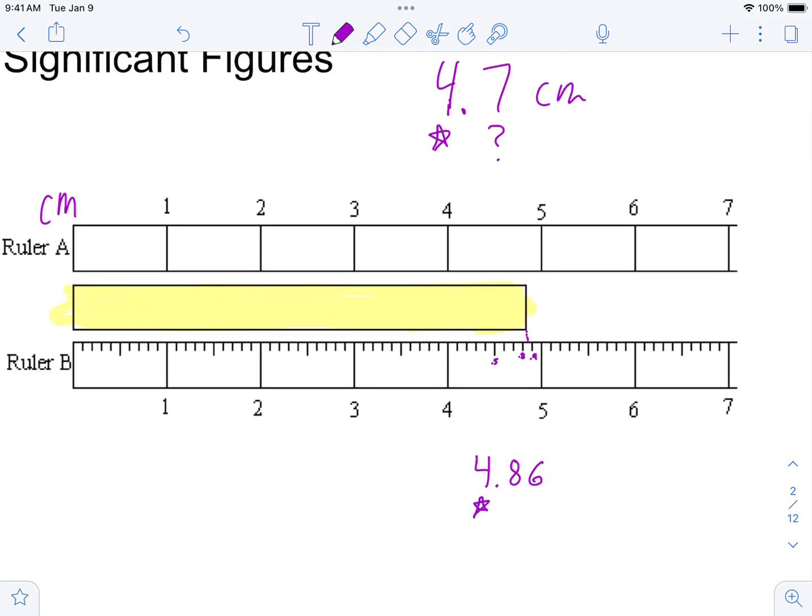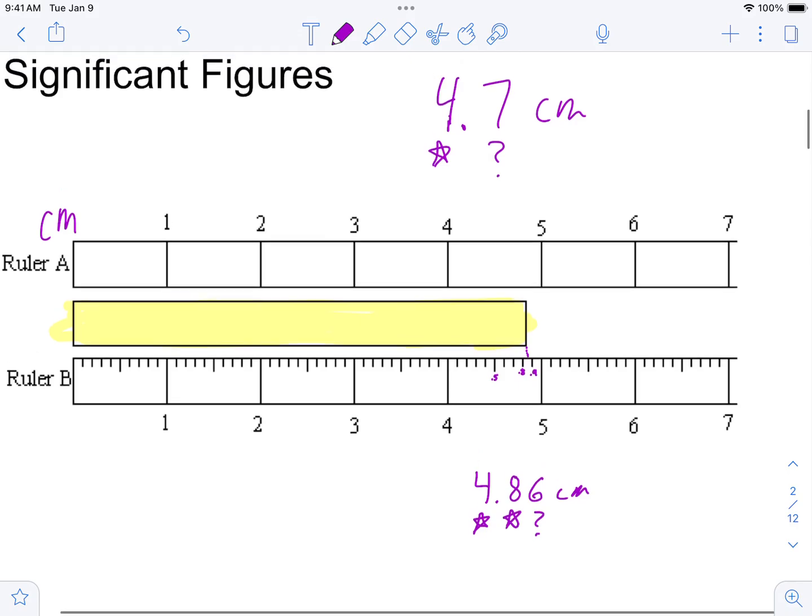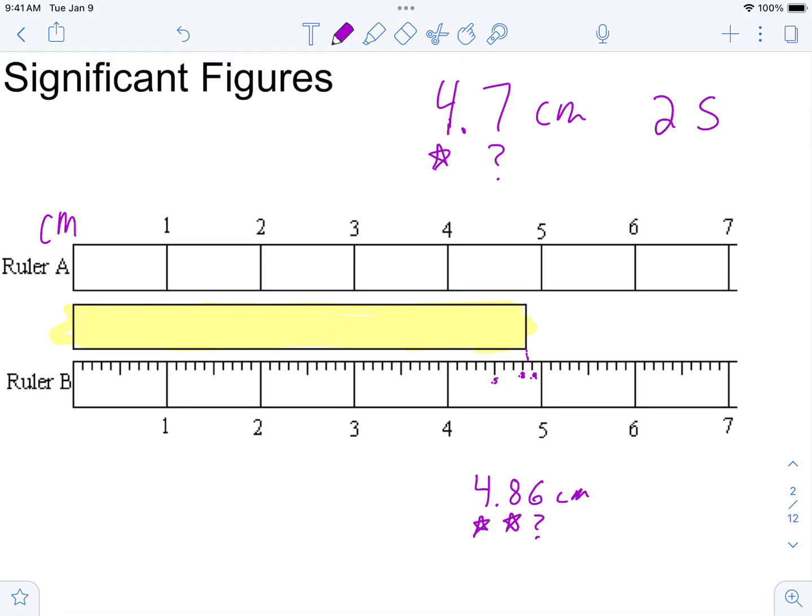But notice here, the two starred numbers are for certain. The 6 is my guess. This number up here has two significant figures. This number has three significant figures. The more significant figures you have, the more precise your number is.